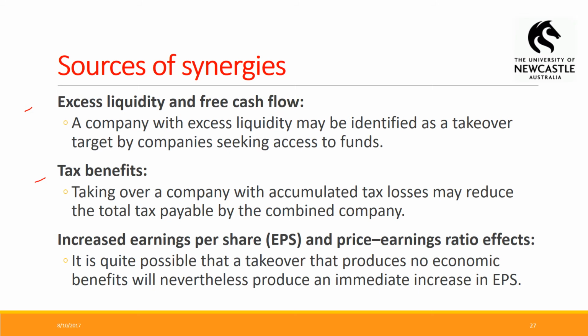Tax benefits. So for example, we have a mature company buying a young startup firm. So with the young startup firms, in the first few years they make losses, and therefore they have accumulated a lot of tax credits, right? So to reduce the total tax payment, the mature company can buy this young startup firm to take advantage of the tax credits.